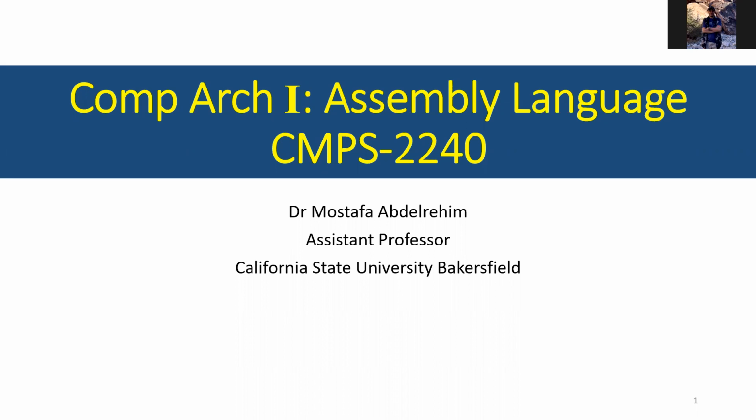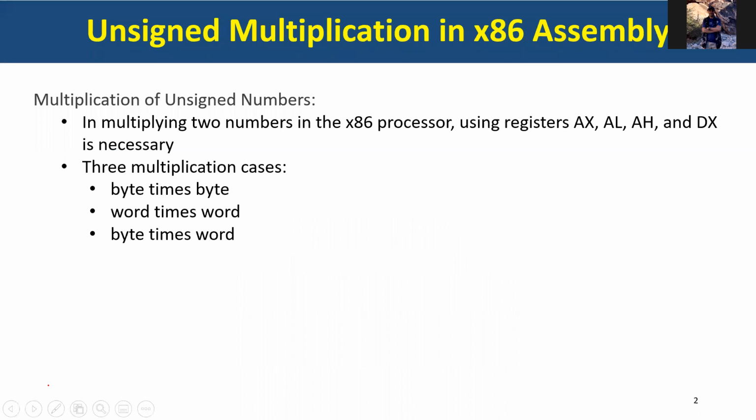Last time we discussed the addition and the subtraction, and now it's the turn of multiplication and division. So let's start with the multiplication. To multiply two numbers in the x86 processor, or the newer versions of it, we use four registers: AX, AL, AH, and DX. We're going to see how we use these registers, okay?